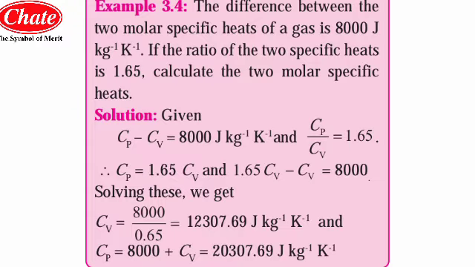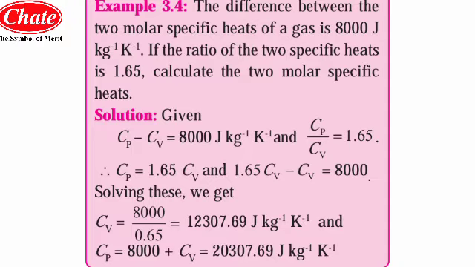Now students, those who still have not understood this problem, I will repeat it once again from the question, so that all of you will get it very easily. We will read the problem again. The difference between the two molar specific heats of a gas is 8000 joule kg^-1 K^-1. If the ratio of the two specific heats is 1.65, calculate the two molar specific heats.